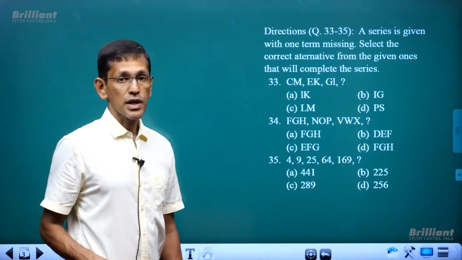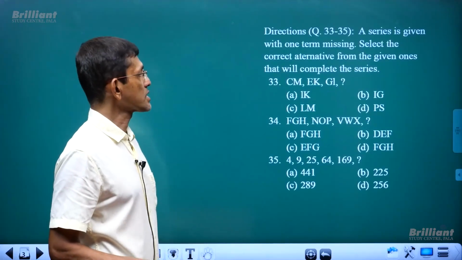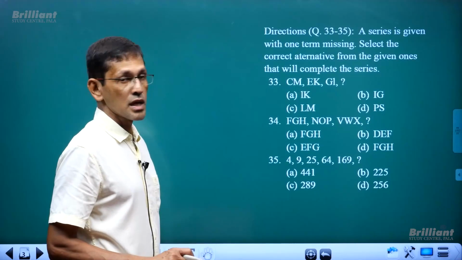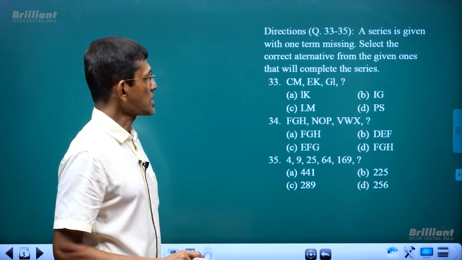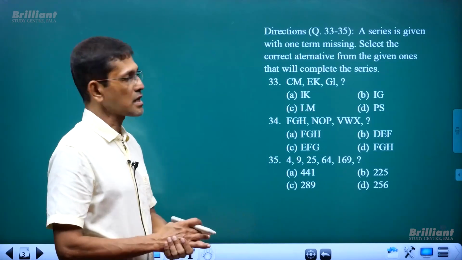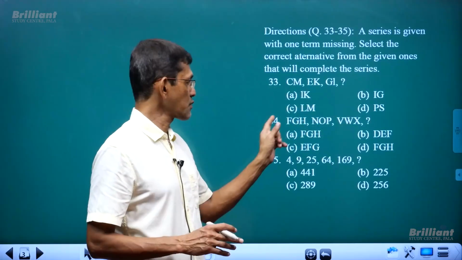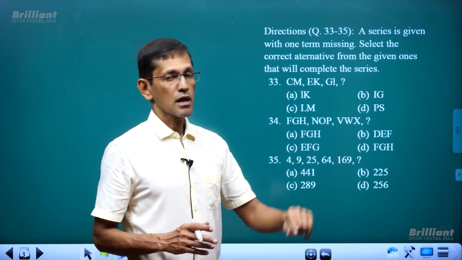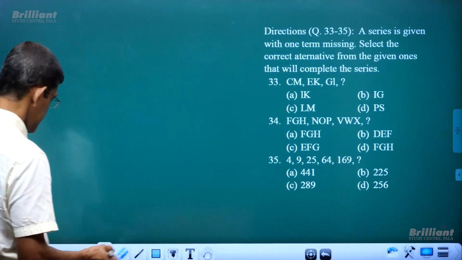Number 33 to 35, a series is given with one term missing. Select the correct alternative from the given ones that will complete the series. Of course, the first one is a letter series, the second one is a letter series, and the third one is a number series. So let's take a look at that.